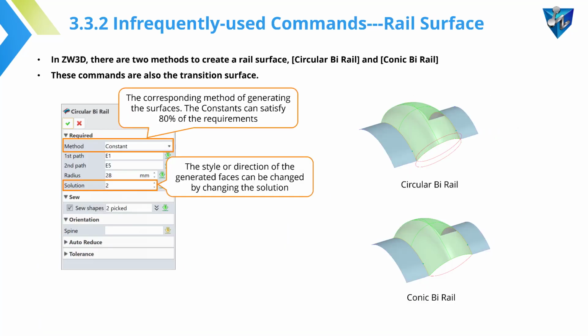Next is the series of the rail surface. It includes the circular by rail and the conic by rail. Both of them belong to the transition surface, which is similar to the blend command. But the difference is that there is the solution option in the rail surface command.